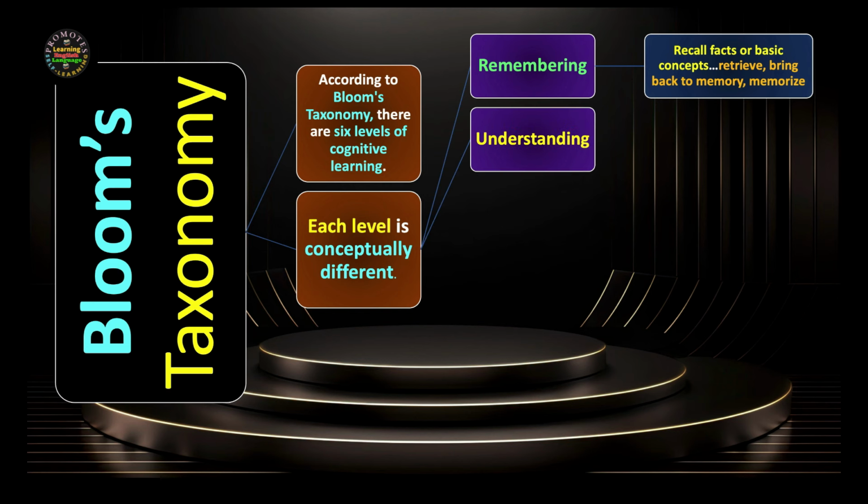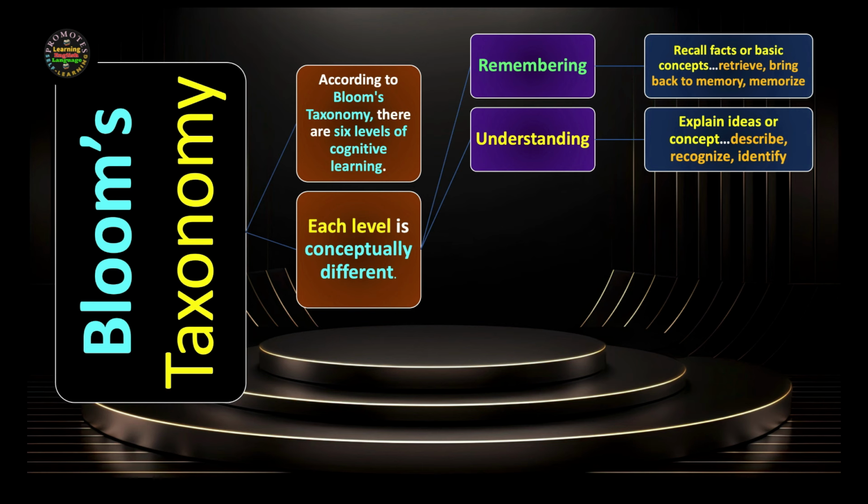The second one is understanding, and it refers to explain ideas or concept. The verbs we can use for this level are describe, recognize, identify. So understanding refers to the concept you can explain, the ideas you can explain. You have the full understanding of anything. You can describe well. You can recognize, you can identify. You don't have any problem. You know it from every aspect of it. That is the point here.